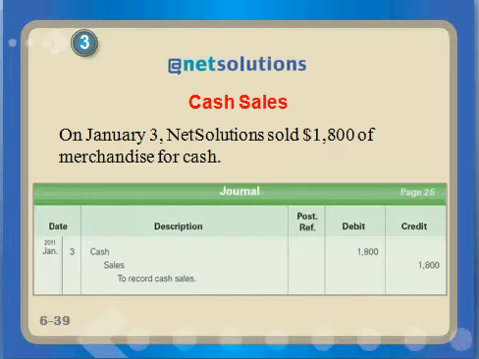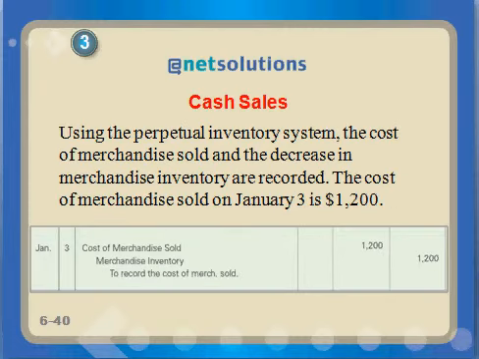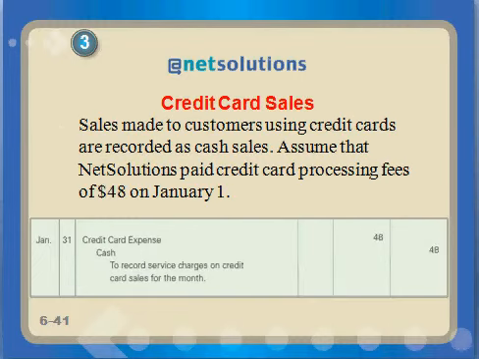Now, if we're using a perpetual inventory system, each time we make a sale, the cost of goods sold for that merchandise is deducted at that time. So you can see if we're using a perpetual inventory system and that merchandise sold in that previous transaction was $1,200, we would debit merchandise sold, $1,200, and credit inventory, $1,200. Every time we purchase something for sale, we would debit the inventory account, and every time we make a sale, we would debit cost of goods sold and credit merchandise inventory.